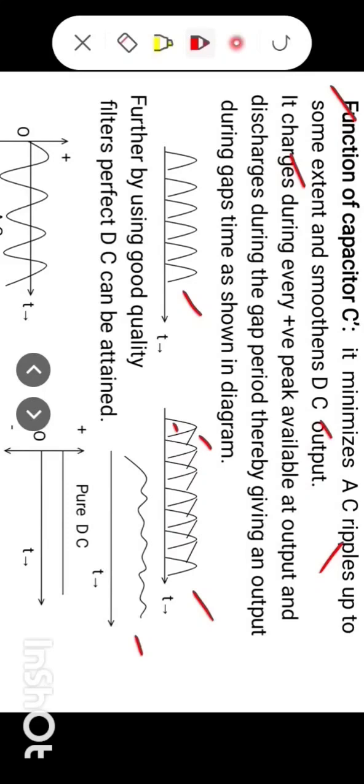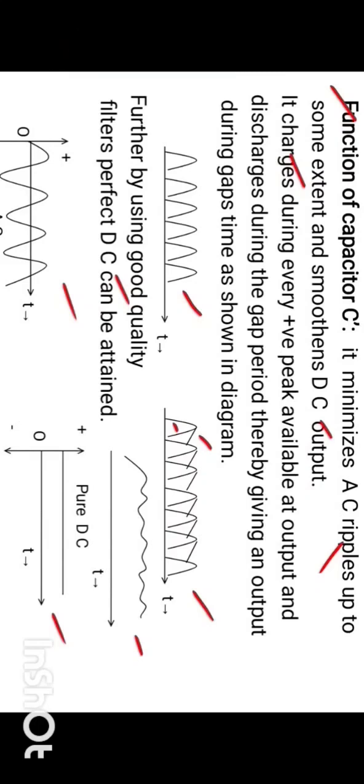Further, by using good quality filters, perfect DC can be obtained. This is AC input. After using good quality filters, we can get perfect DC. Okay, this is how a full wave rectifier works.